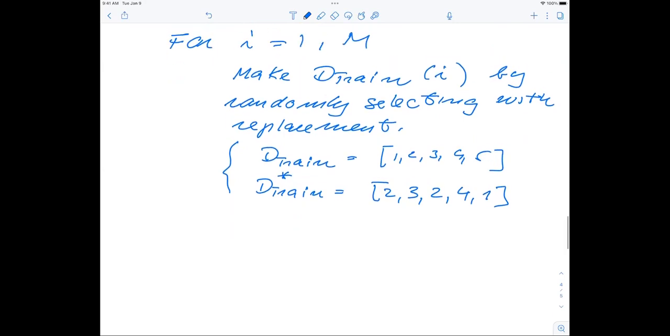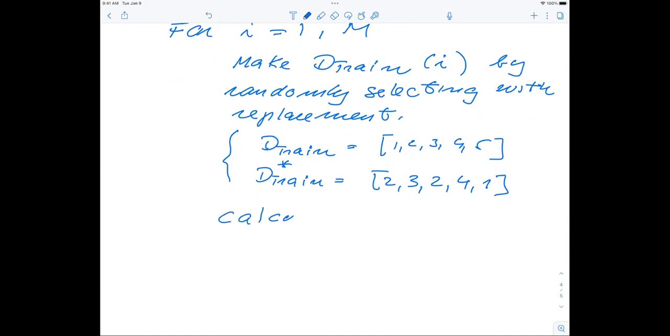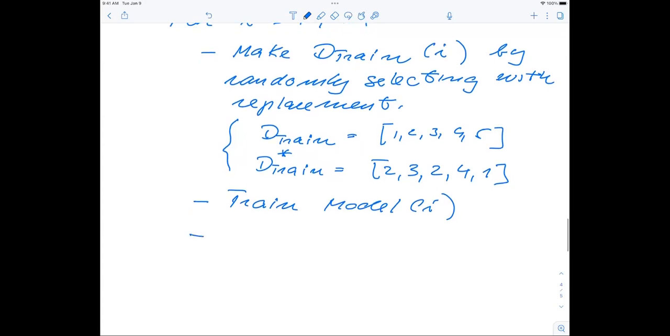Then when you do this, next, what you do is you train the model. So let me just do that. That's the next step. So train model i. And with that model, then you compute expectation values. The quantity we are looking at is, for instance, the mean squared error. So in this specific case, we will compute the MSE for this iteration i.